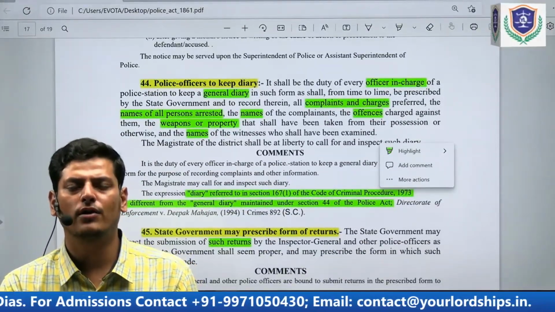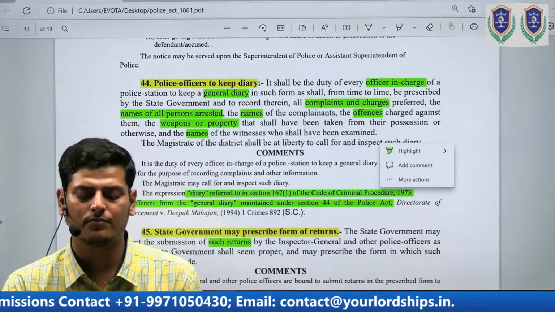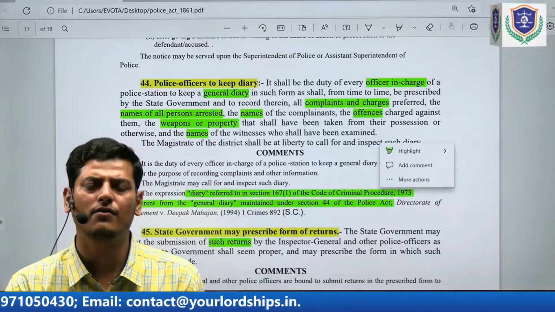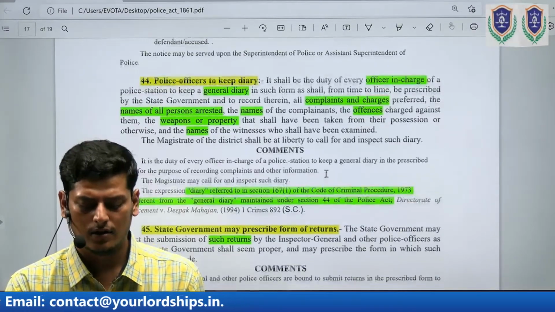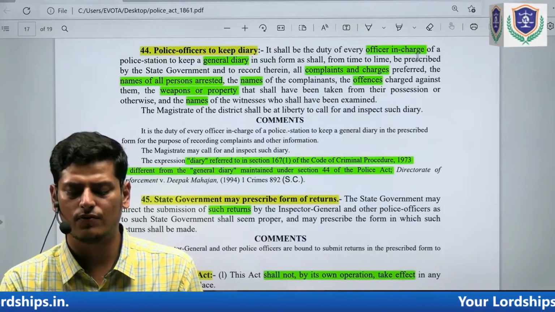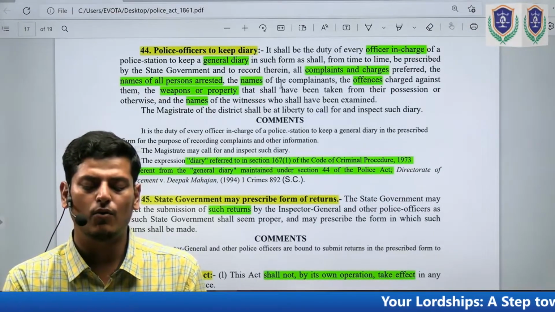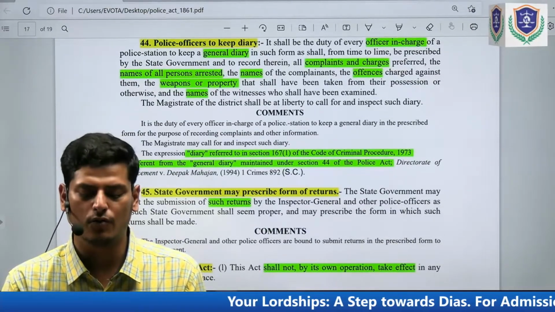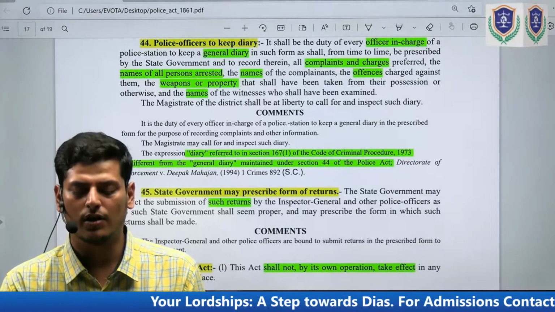Police officer to keep diary. This is also very important section. Here you have to remember that this is the general diary. Case diary is different under 172 of CrPC. So the police officer in charge of the station is required to keep a general diary, and this has been maintained under section 44. इसमें क्या record होगा?